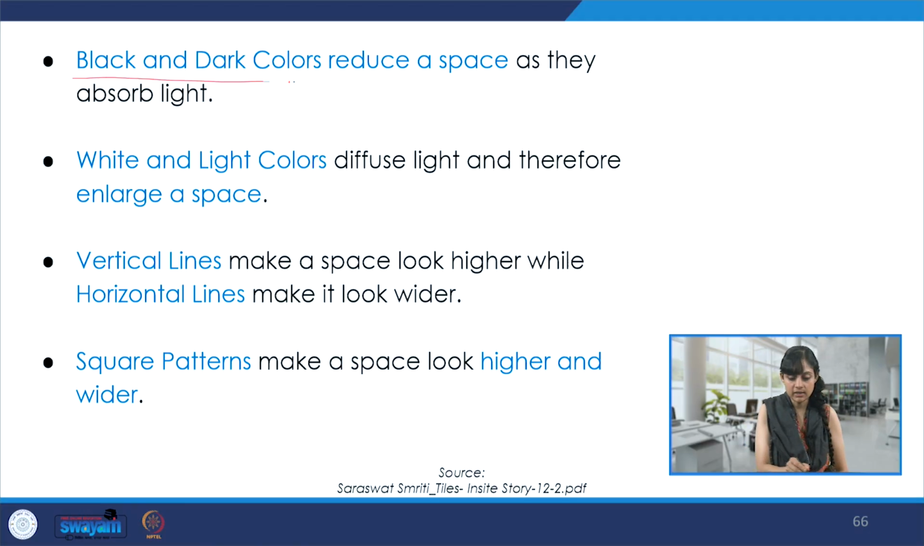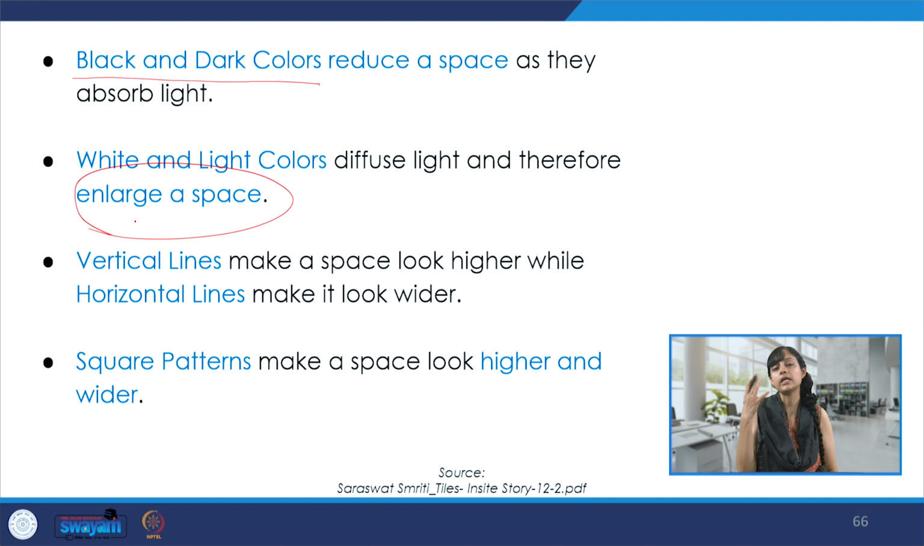For example, the black and dark colors reduce a space as they absorb light. White and light colors diffuse light and therefore they enlarge a space. So these are also all psychological aspects within space making. Vertical lines or vertical tiling make a space look higher, while horizontal lines will make it look wider. Now the square patterns make a space look higher and wider. So these are all tools in the kitty of an interior designer who understands the science and technique behind creating perception in spaces by using these different methods of laying tiles or what kinds of tile patterns to achieve, etc.